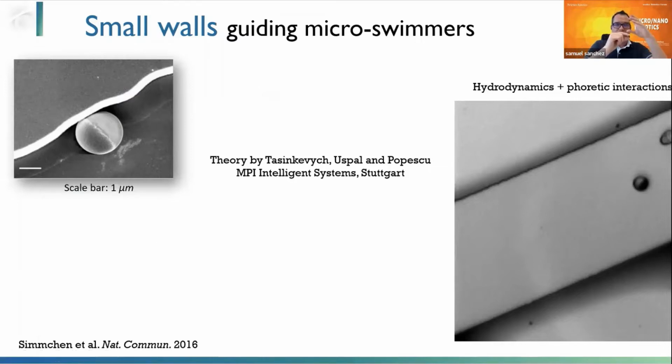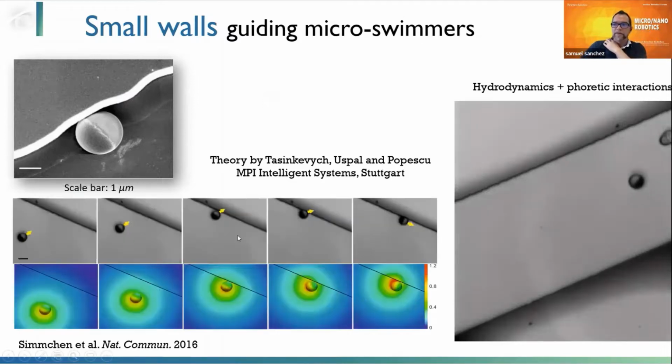And we discovered a few years ago that if you have a big particle with a very, very small edge, tens of times smaller than the particle itself, the theory was done by all my collaborators from MPI Intelligent Systems, the particle will come near the wall, bounce against the wall and interact with it. It's not only hydrodynamics, but also a phoretic interaction. As you can see here, this is the product of the reaction. The oxygen will interact with the wall, and then the particles will align.